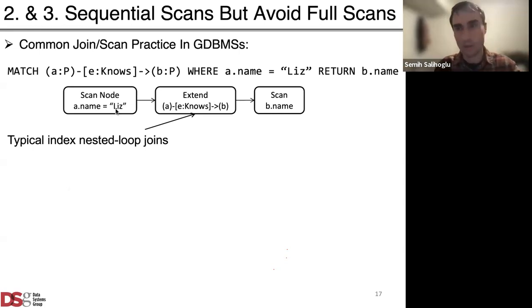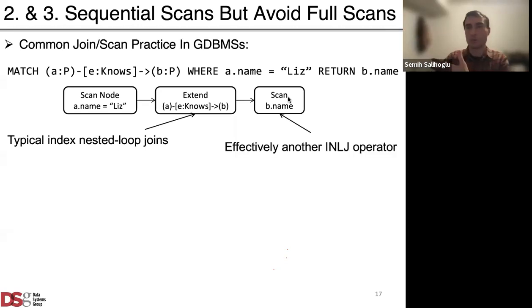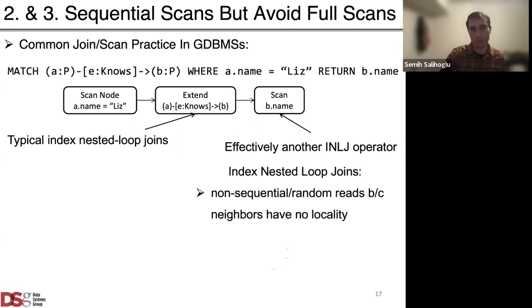A common way graph databases would evaluate this is that you would scan the node, find the nodes with name Liz, and then you would extend those tuples to their neighborhoods. Now you've got a set of IDs of some Bs, which are the IDs of the neighbors of Liz, and now you need to read the name properties of those. But that scan B.name is actually another index nested loop join, because now you've got these ID tuples, which need to be joined with the name values of them. So it's effectively another index nested loop join operator, okay?